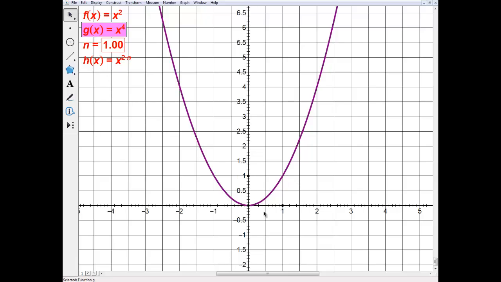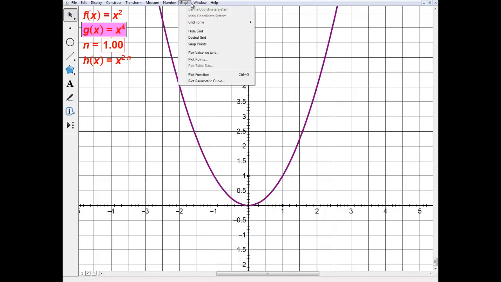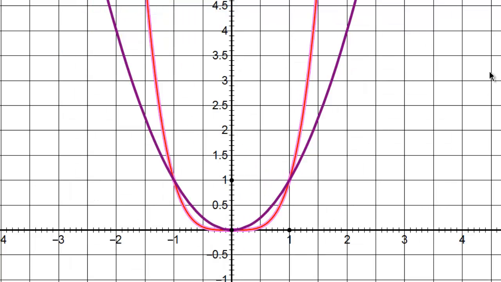But if you take, say, 1/2, 1/2 to the square power is going to give you 1/4, but 1/2 to the 4th power will give you 1/16, which is even smaller. However, 2 squared is 4, but 2 to the 4th power, which would be 4 times 4, is 16. So that'll be much, much higher. So if you plot that, it will look like this.